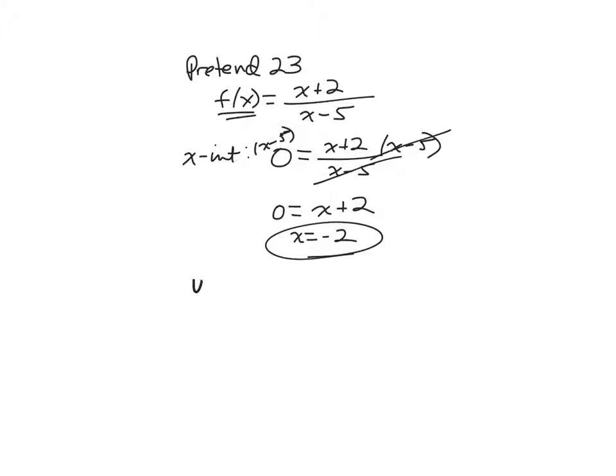Okay, for the y-intercept, we'll put 0 in for x. When we do that, if I put a 0 here and a 0 there, then I have 0 plus 2 over 0 minus 5, or -2/5. Okay, now we're supposed to tell about asymptotes, so we'll tell about vertical asymptotes and horizontal asymptotes.